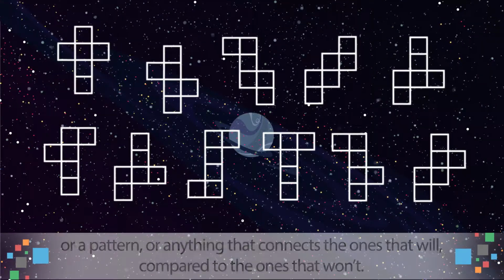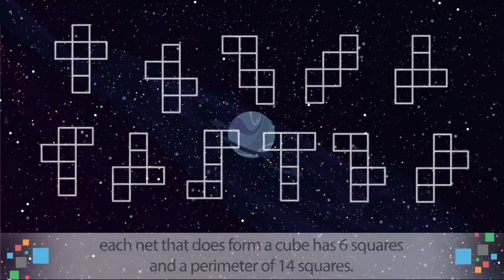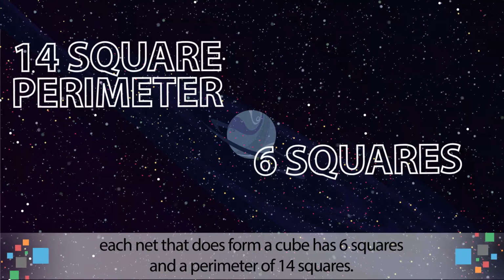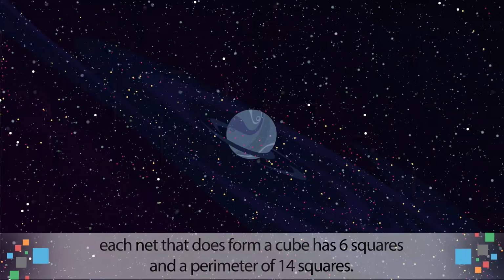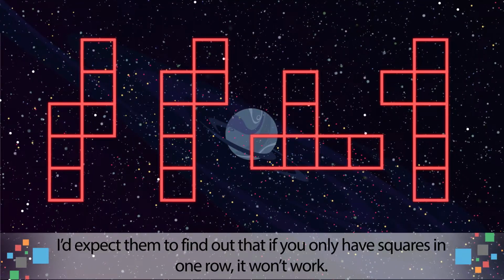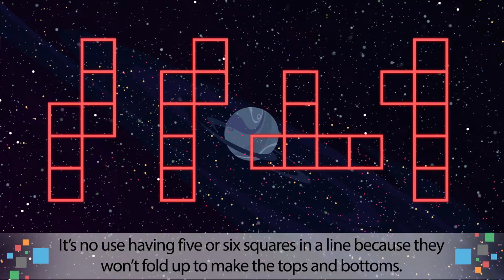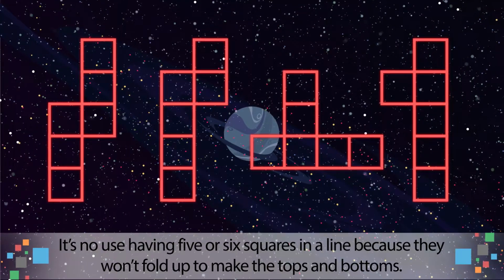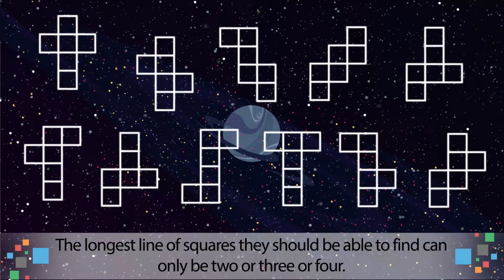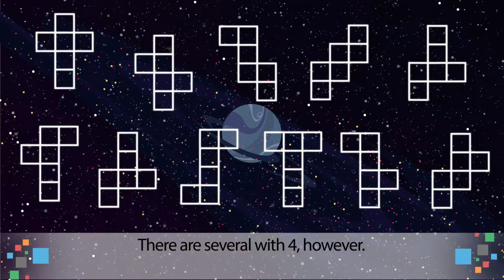For example, I would expect them to find that each net that does form a cube has 6 squares and a perimeter of 14 squares. I'd expect them to find out that if you only have squares in one row, it won't work. It's no use having 5 or 6 squares in a line because they won't fold up to make the tops and bottoms. The longest line of squares they should be able to find can only be 2 or 3 or 4. There are several with 4, however.